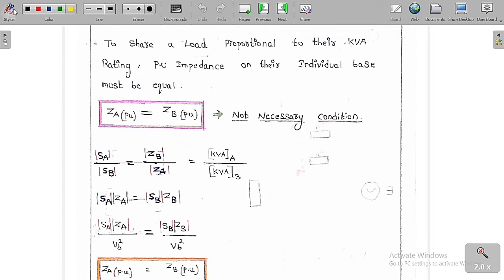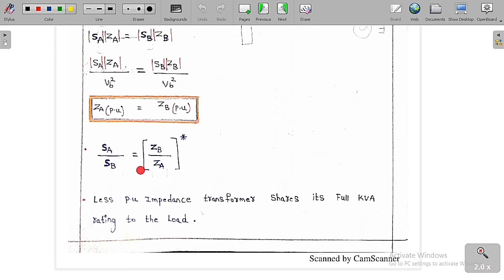To share the load proportional to the KVA ratings, the per unit impedance on the individual base must always be equal. If you want the actual vector values, I already told you SA by SB is equal to ZB by ZA whole conjugate. These are actual values. If you want magnitude values, mod of SA by mod of SB is equal to mod of ZB by mod of ZA. So the less per unit impedance transformer shares more of its full KVA rating to the load. I have already told this because they are inversely proportional. So less leakage impedance means more sharing of the load by the transformer.